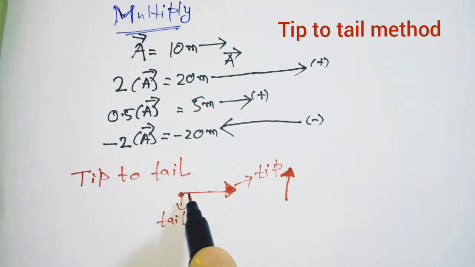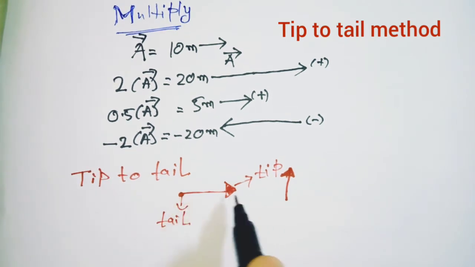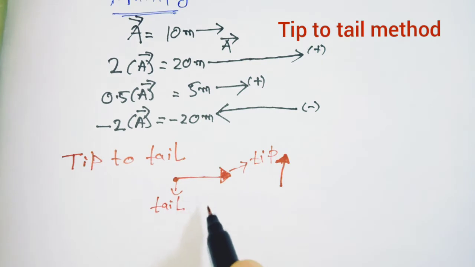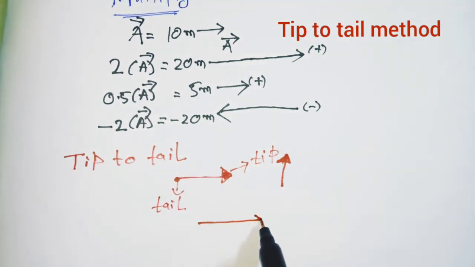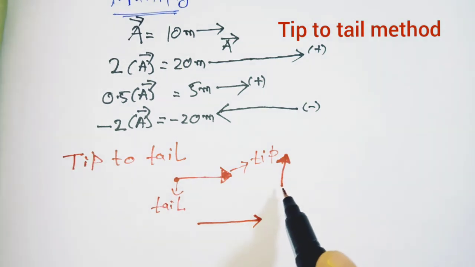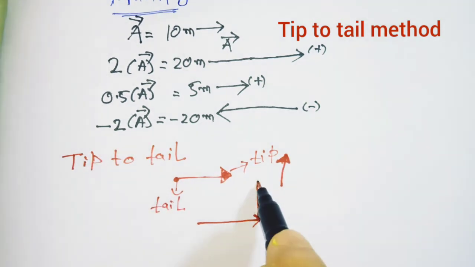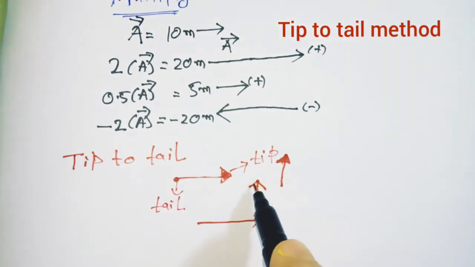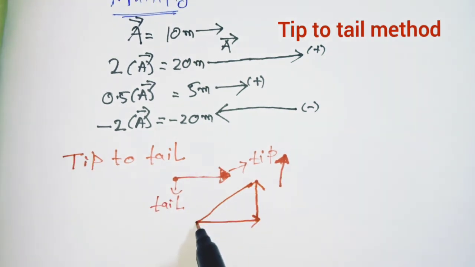So we have to add using the tip to tail method. This part will be added to this. If we draw it in this way, I draw this vector in this way, which is this part. I have to take the tail part, so I have to add this part here. I add this one, and what I get is this part.